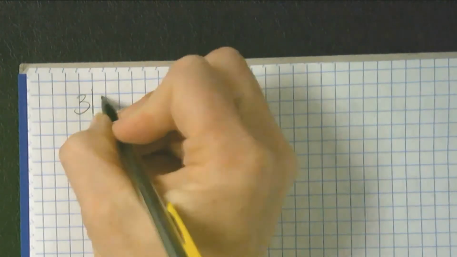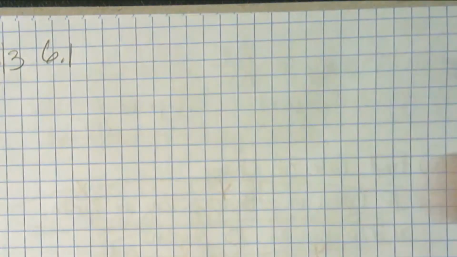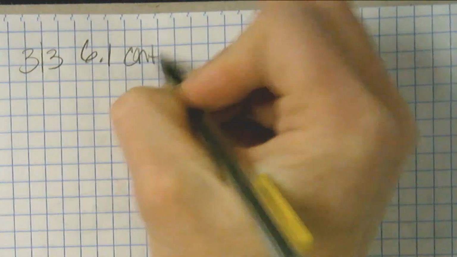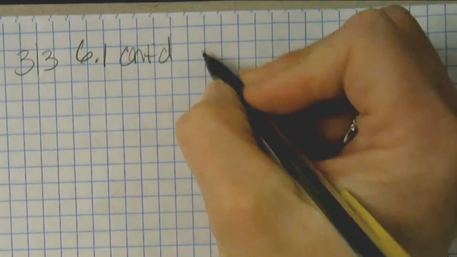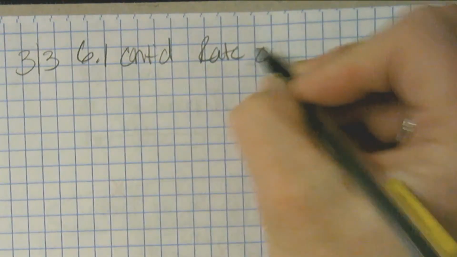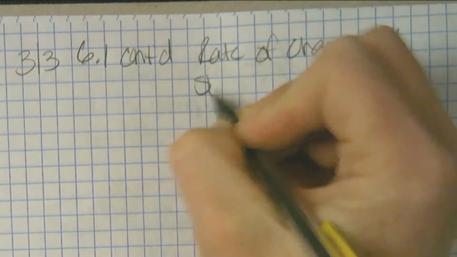So today is 3-3. We are still in Chapter 6, Section 1. So 6.1 continued. All right, so this chapter is rate of change and slope.